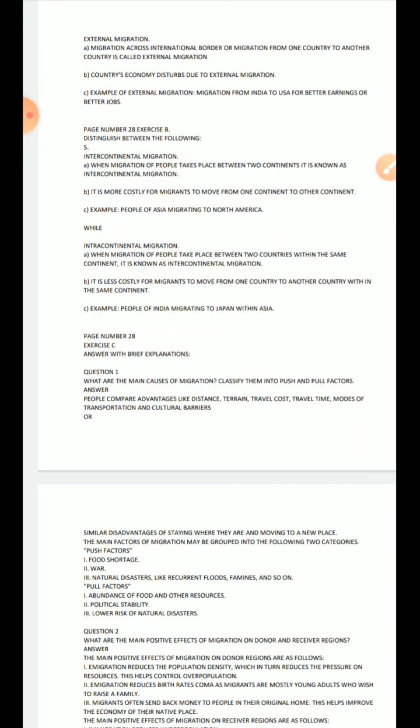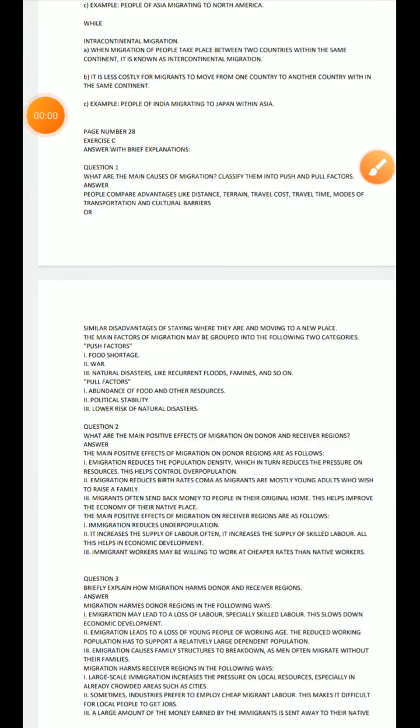While for intracontinental migration, the first point is when migration of people takes place between two countries within the same continent, it is known as intracontinental migration. Second point, it is less costly for migrants to move from one country to another country within the same continent. Example of intracontinental migration is people of India migrating to Japan within Asia. So like this we have completed all our distinguishes.